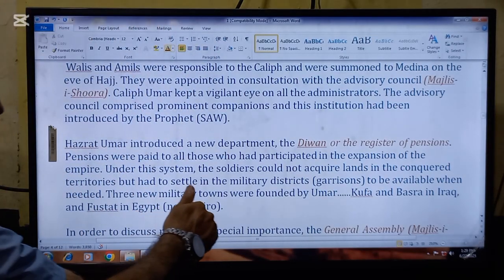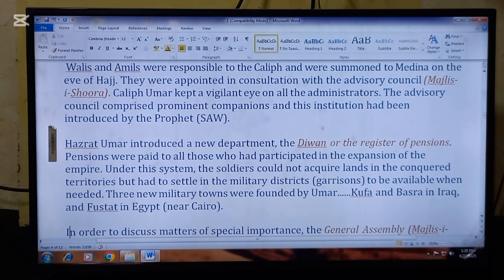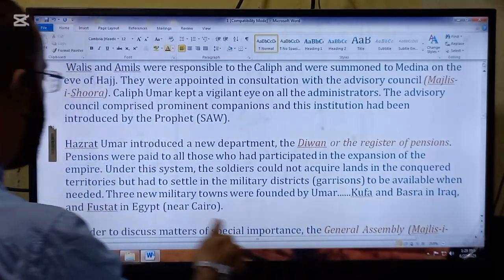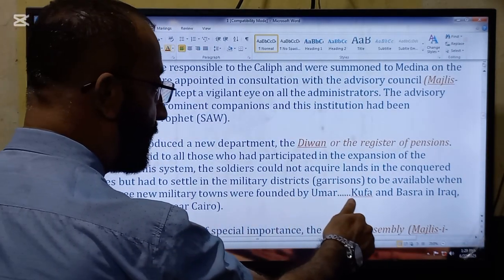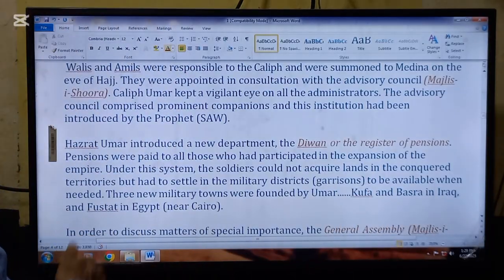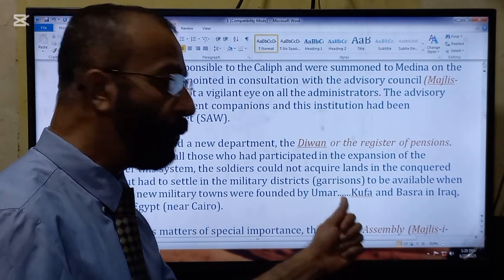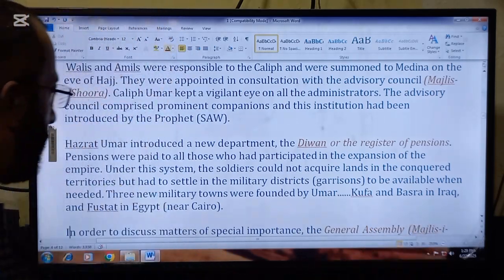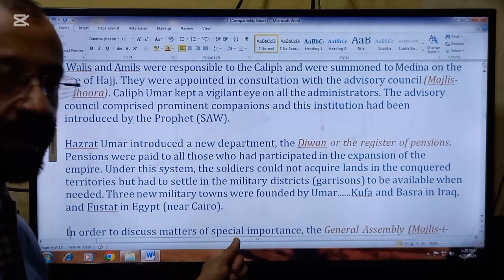Pensions were paid to all those who had participated in the expansion of the empire. Under this system, the soldiers could not acquire lands in the conquered territories, but had to settle in the military districts, garrisons, to be available when needed. For this purpose, three new military towns were founded by Umar Raziyallahu Anhu, one at Kufa, second at Basra in Iraq, and the third in Fustat in Egypt near Cairo.